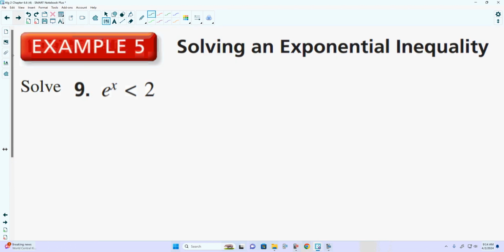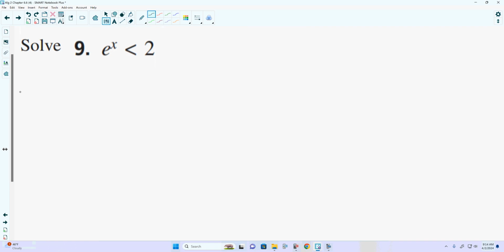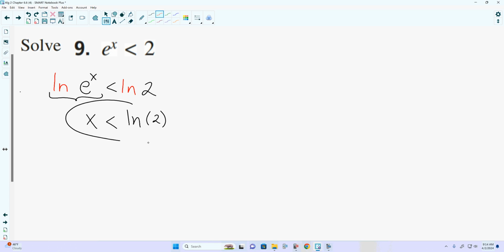Because if we look at the next one, e to the x is less than 2. E to the x is less than 2. And this time we're going to apply what log to both sides? ln. Because ln of e to the x is less than ln of 2. That's it.